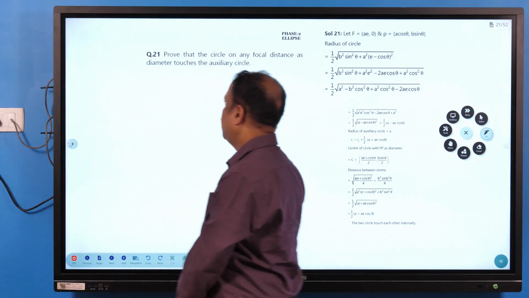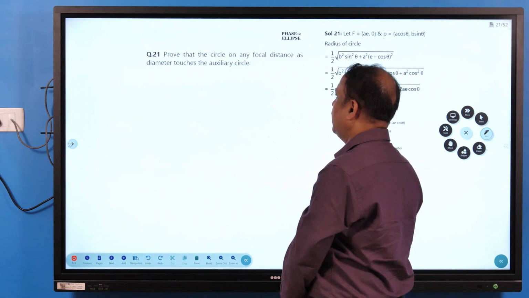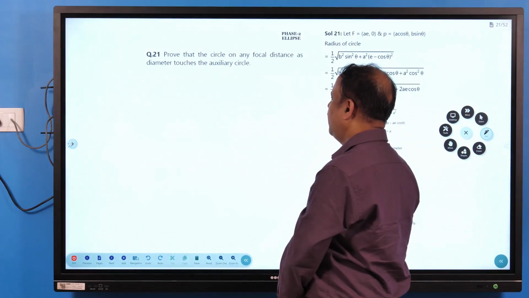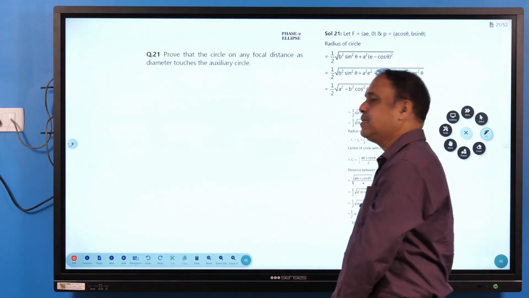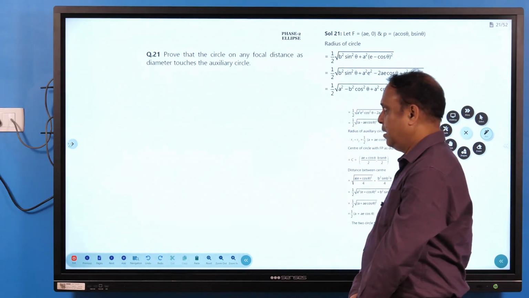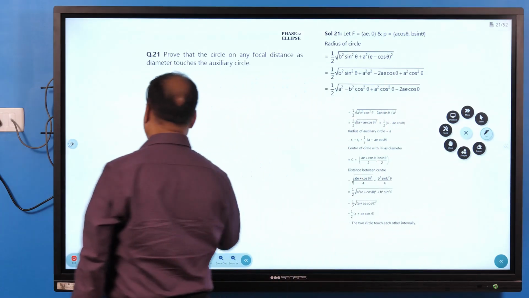So now come to question number 21, Exercise 1, phase 2, ellipse. Prove that the circle on any focal distance as diameter touches the auxiliary circle. So what is the meaning of that?